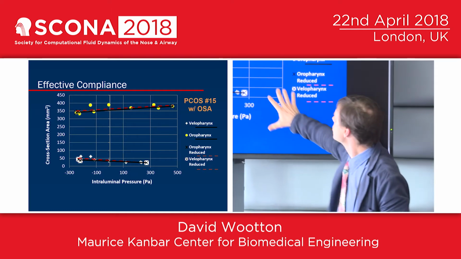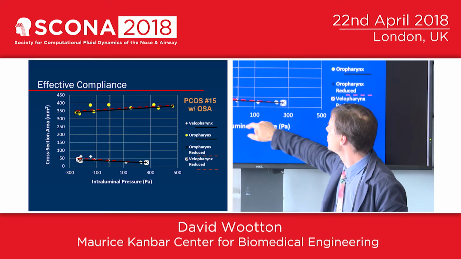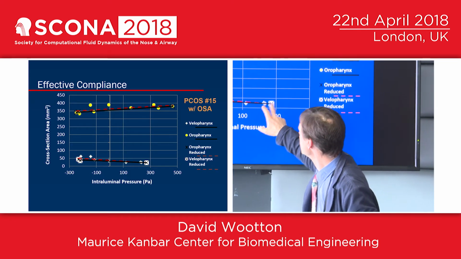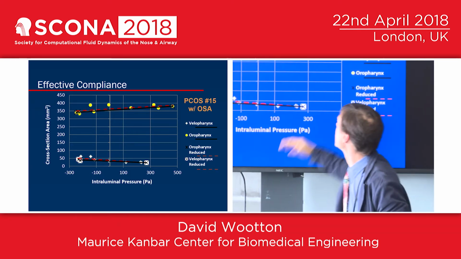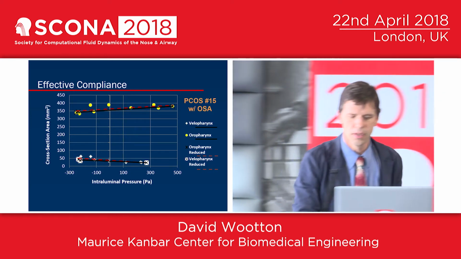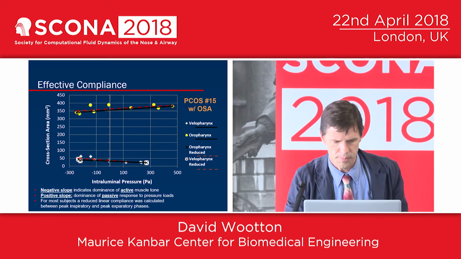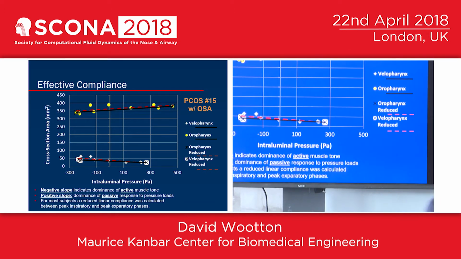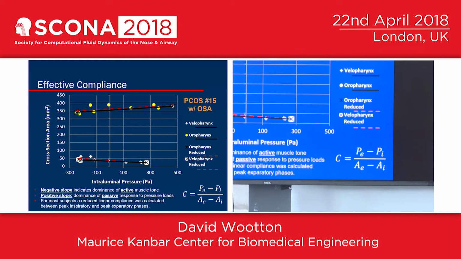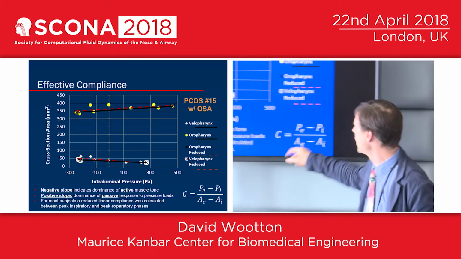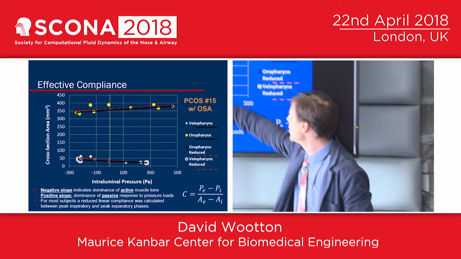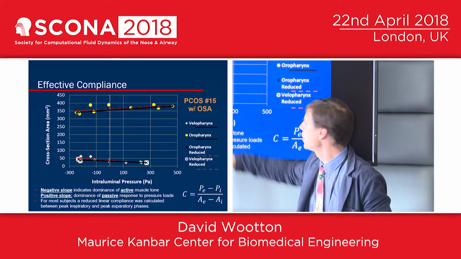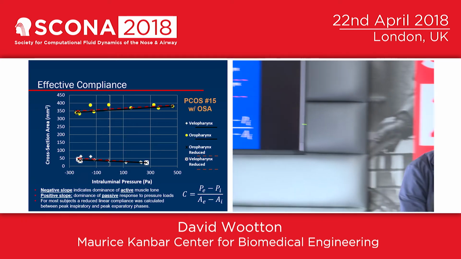It's too much computational time for us to usually do 10 points, so we usually just go from maximum expiration here to maximum inspiration on this side and get a linear compliance for each patient. So we would say if we get a negative slope for the compliance, which I'm going to write here, the compliance is just delta P over delta A. Negative slope means essentially active muscle tone dominates. Positive slope means a more passive response dominates.